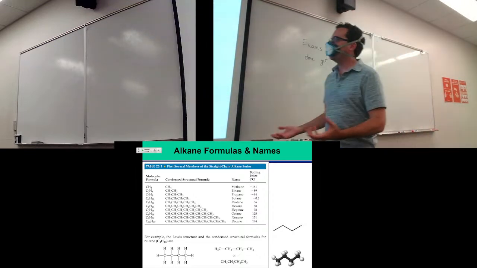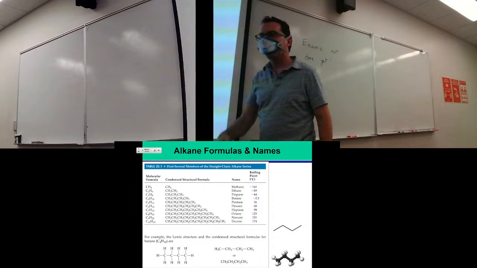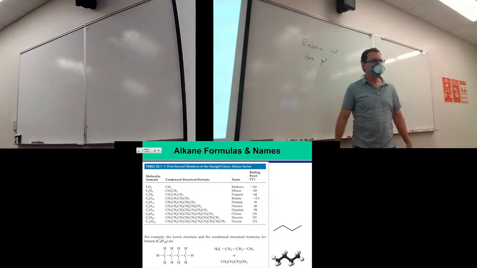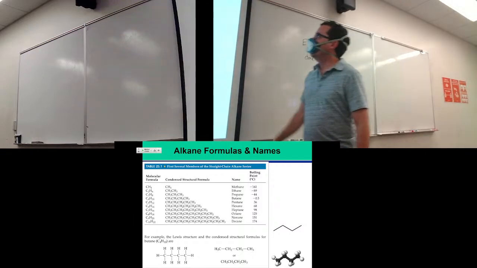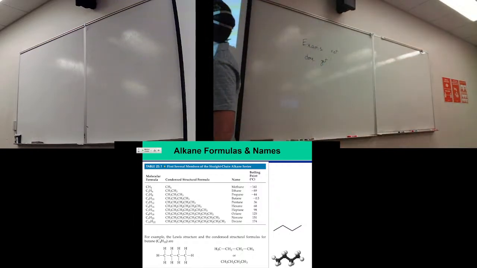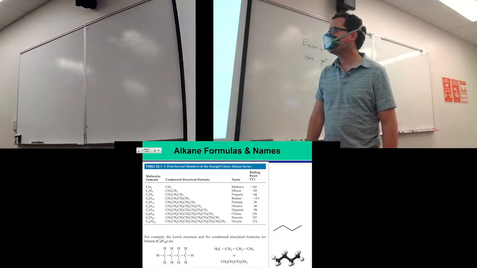That is the organic naming system. The first part tells you how many carbons there are. The second part tells you what class of compound it is. An ane ending is an alkane, single bonds. But what to look at here is the boiling point. It just goes up as you add more carbons.